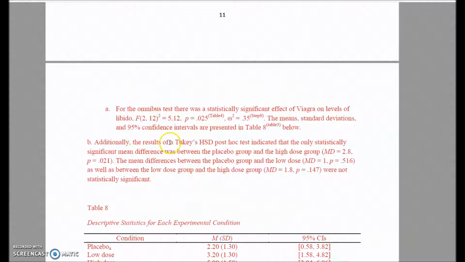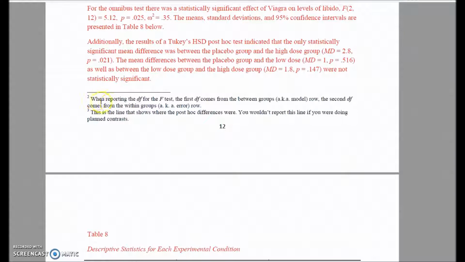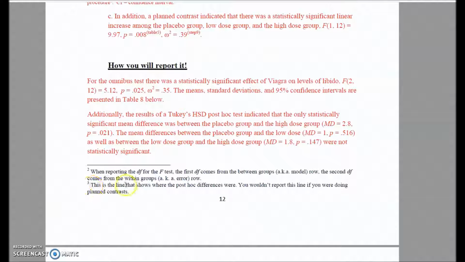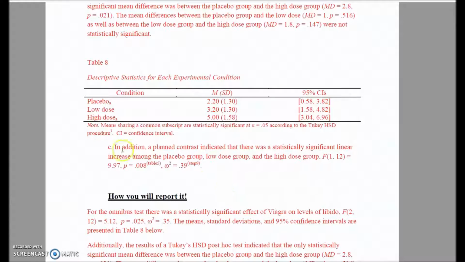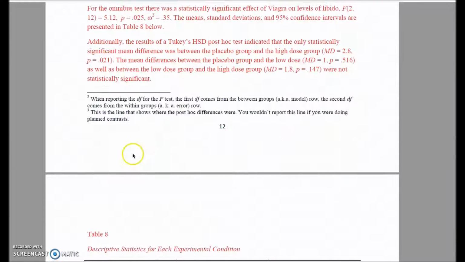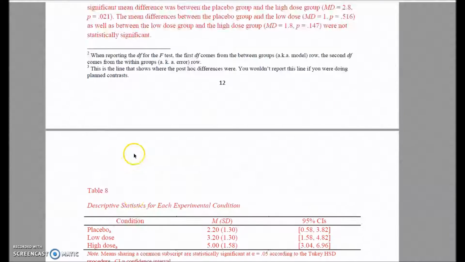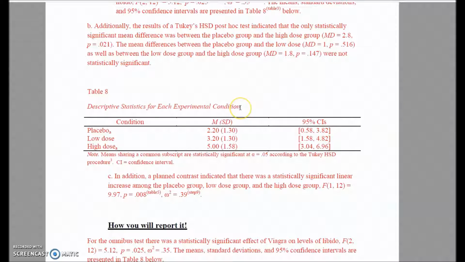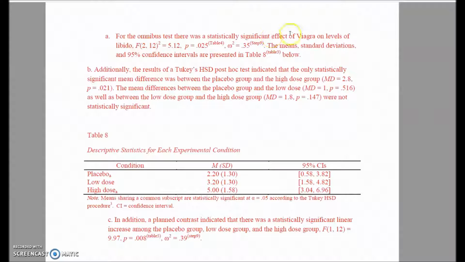I gave you a subscript here so that you understand that the first comes from between the groups, and the second comes from within the groups. So that also helps you understand that. This is the line that shows the post hoc differences. If you have a planned contrast, you won't report this. So basically, if you have a planned contrast, you're not going to report that part. But you are going to do the ANOVA and the post hoc. So that would be there.